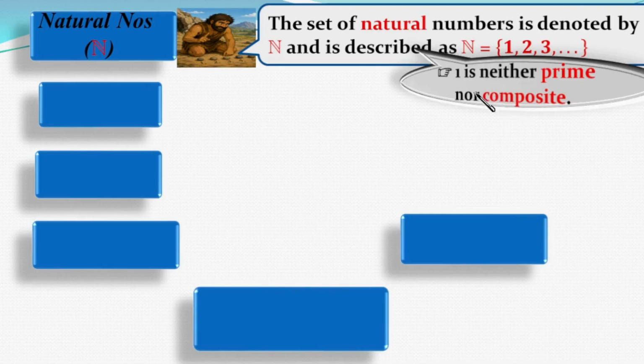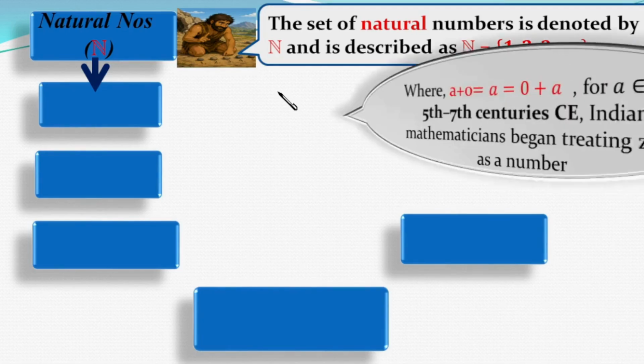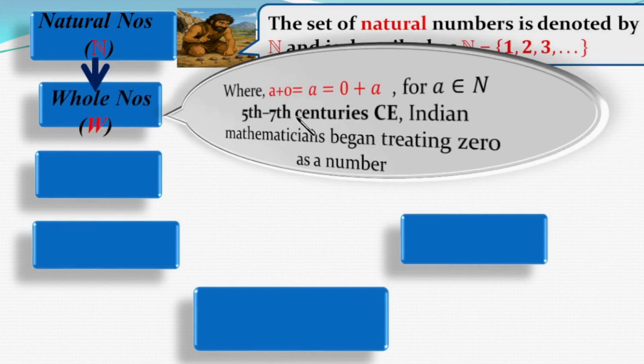composite number. Based on the problem faced by early humans, from the 5th up to the 7th century, the Indian mathematicians began treating 0 as a number.